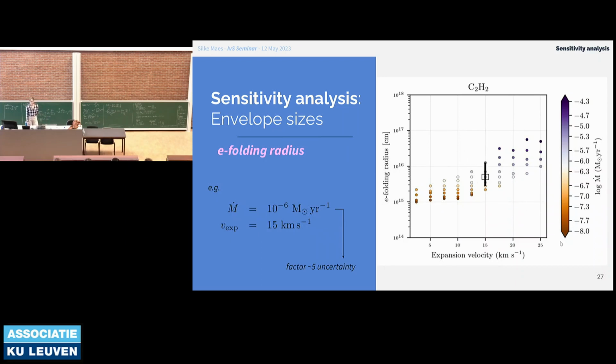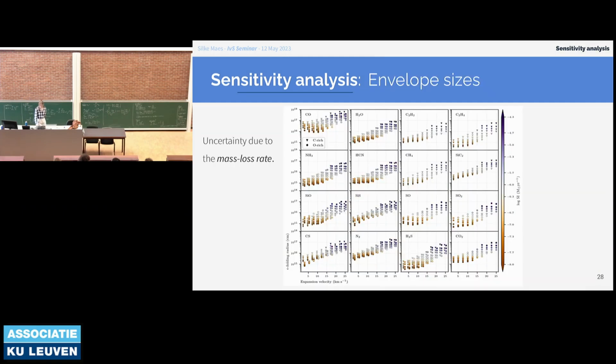So in this way, we are trying to make an estimated guess of the quantification of the uncertainties on the abundances. And I did this for multiple parent species. This is a very filled plot, but I don't expect you to read it in detail. The main point to take away here is that, depending on the mass loss rate, we see a big change in envelope size, so quite large uncertainties.